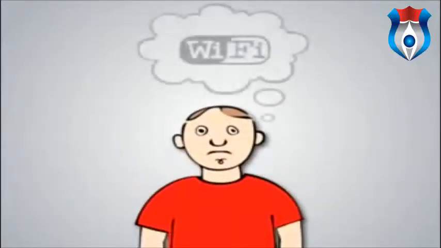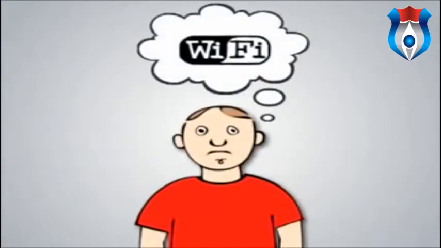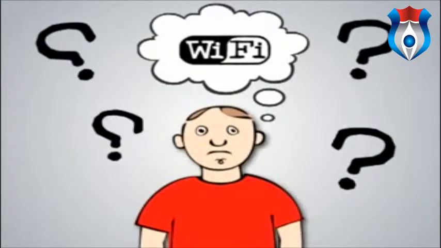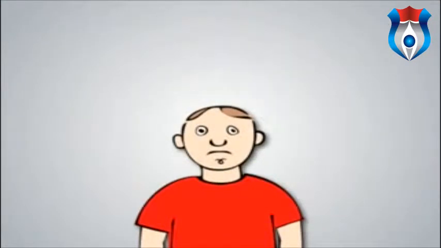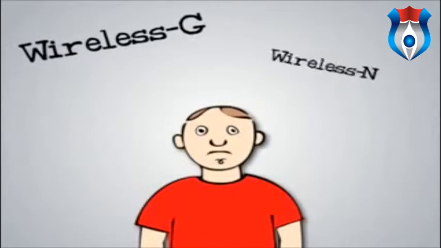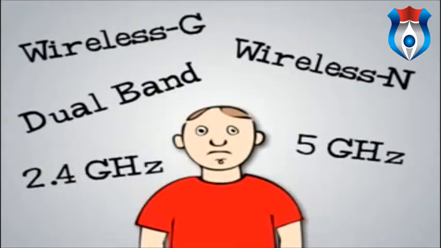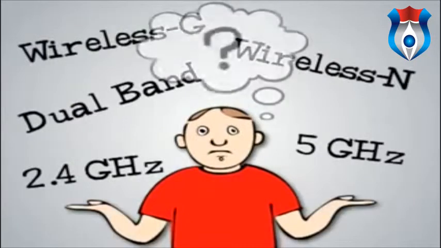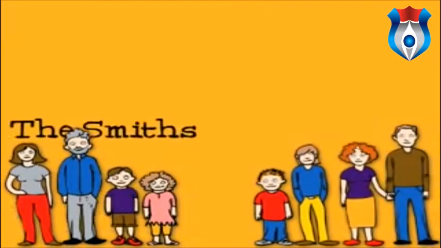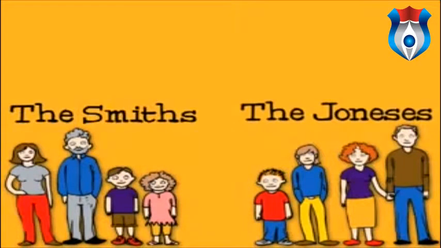Figuring out what kind of Wi-Fi network is right for you and your needs can be a bit confusing. You might have heard such terms as wireless G, wireless N, dual band, and plenty of other funny words and acronyms you don't understand. What does it all mean? To help make sense of things, let's take a closer look at two families, each of which needs very different things from a Wi-Fi network.